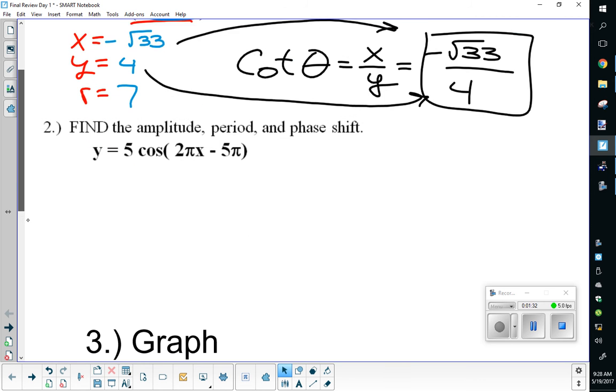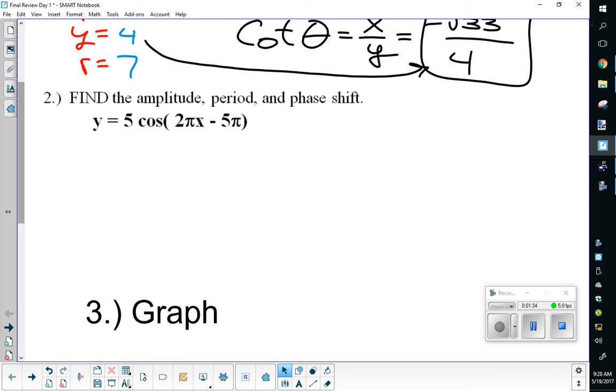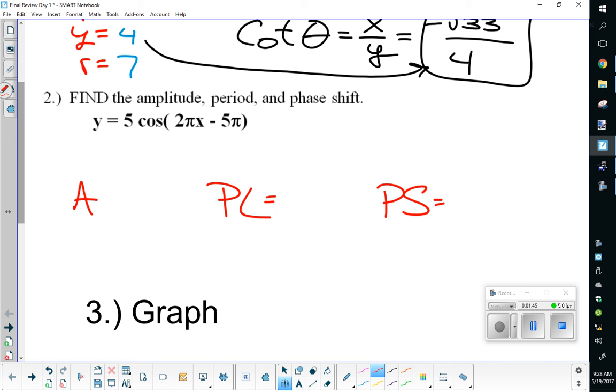Question 2. We're finding amplitude, period length, and phase shift. Amplitude, remember when we graph these things, amplitude is how much you've been stretched up and down. What's my amplitude going to be on this first graph? Amplitude is whatever number's in front. That's how much you go up. So I'd go up 5 and down 5 from the midline.